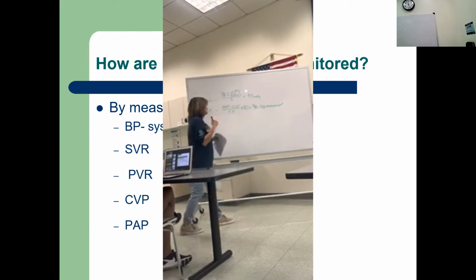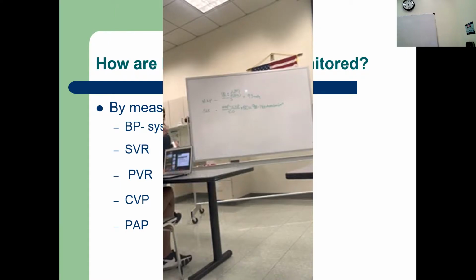So if you plug the numbers in and they come between 900 and 1400 dynes per second per centimeter to the -5, that's a normal systemic vascular resistance.